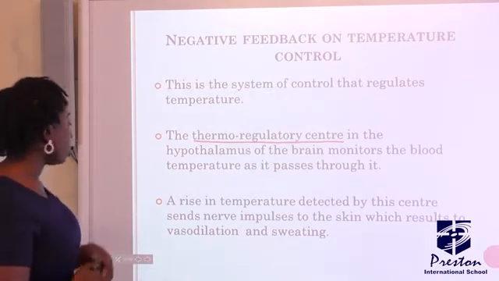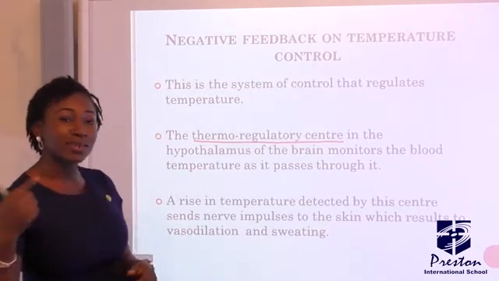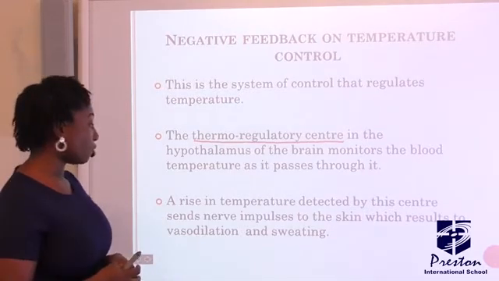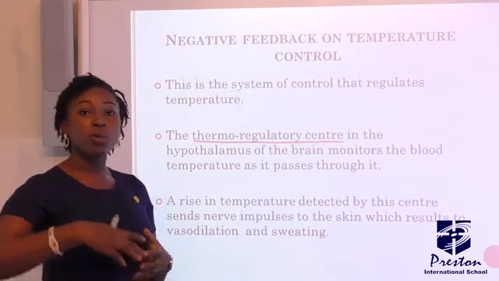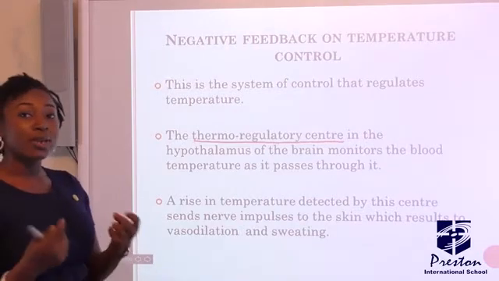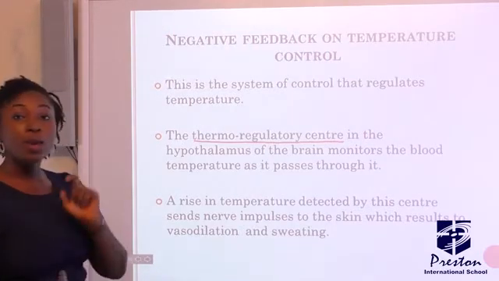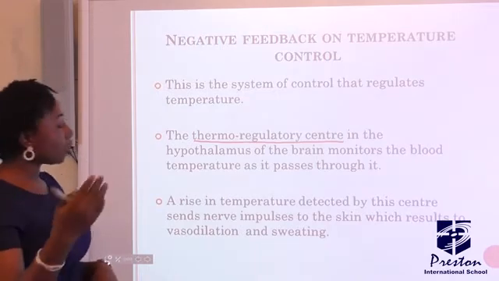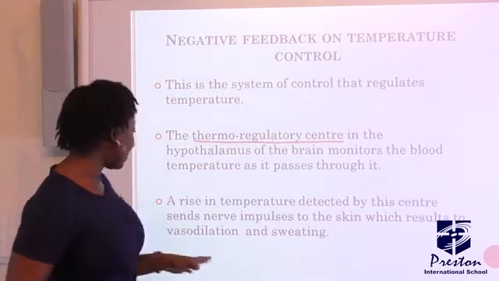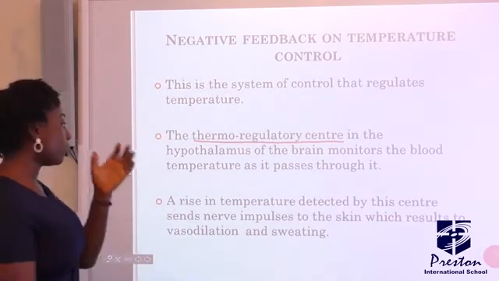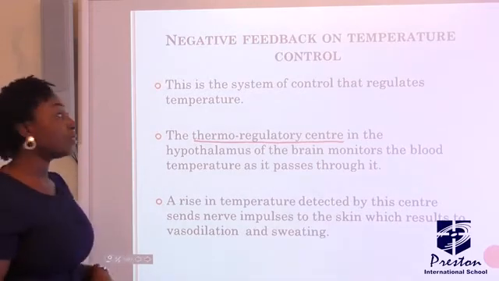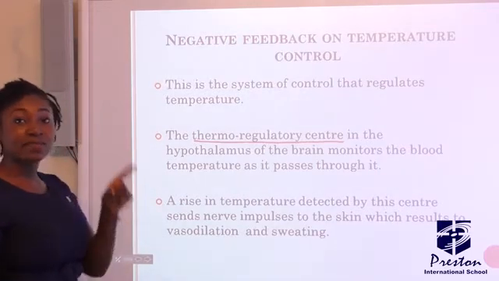When there is rise in temperature, this center will send impulses to the skin, which results in vasodilation and sweating because the weather is hot. And when there is fall in temperature, that's when it is cold, it also sends impulses to the skin, which will result in vasoconstriction and less sweating. So this is just vice versa, when there is rise in temperature and when there is fall in temperature. This is what we mean by negative feedback.